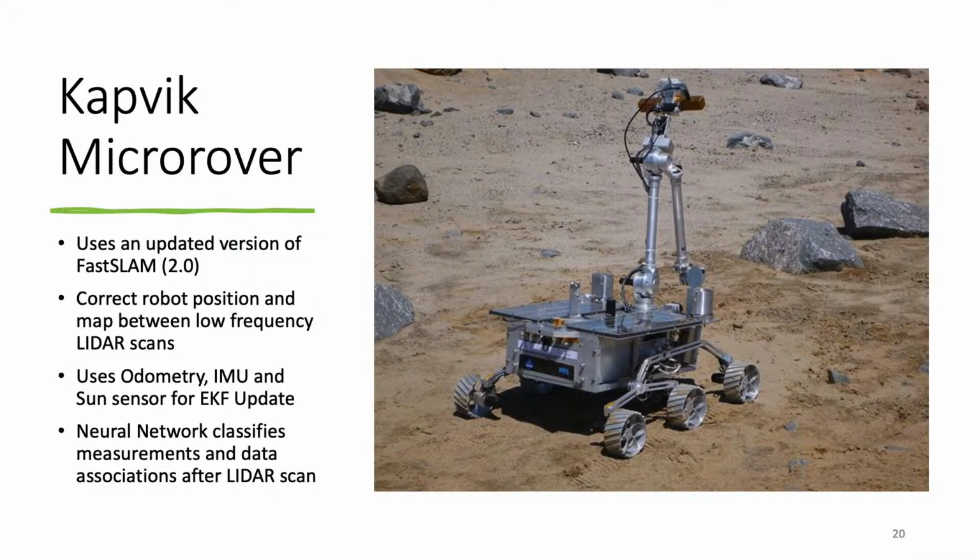Its main way of localizing itself is done with a LiDAR, but the LiDAR scans have a really low frequency, so the rover uses FastSLAM to correct the rover position and the map between those LiDAR scans. As an input for the prediction, we get the odometry, the IMU, and the sun sensor, and can also use those for the EKF update. Combine this with a neural network that classifies the measurements and the data association of the LiDAR scan, and we have a pretty robust system that can precisely get the position of our rover.